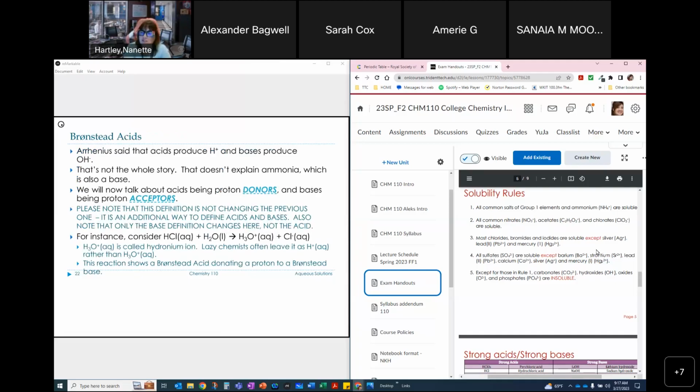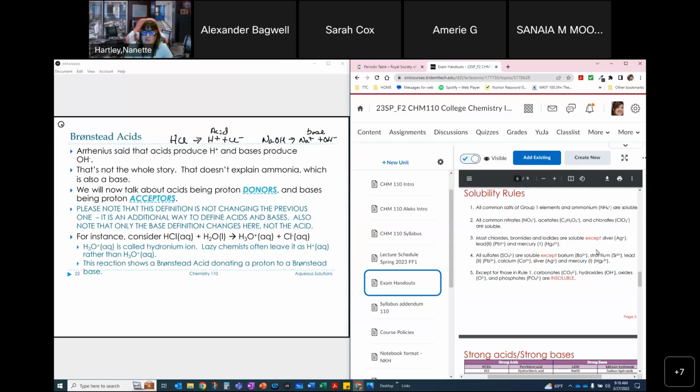Now, there are a couple of definitions that we can use to talk about the acids and the bases. There was this guy, his name was Arrhenius, and he said that acids produce H plus and bases produce OH minus. Now, that works to a point. So HCl gives me an H plus and a Cl minus, so this is an acid. NaOH gives me an Na plus and an OH minus, so that's a base based on that definition because I get this OH minus. But that's not the whole story.